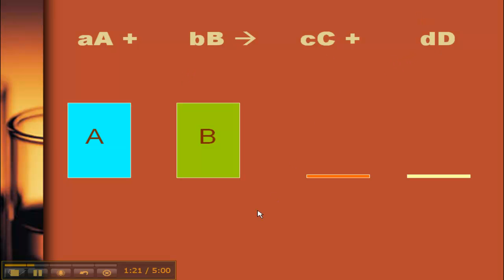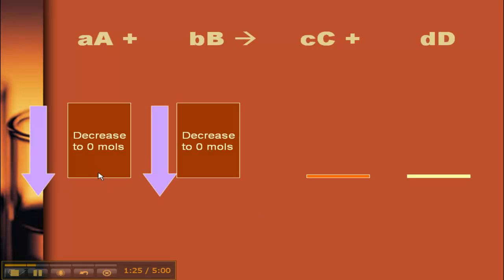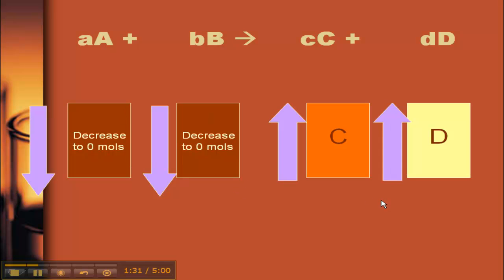Now, as the reaction proceeds, what's going to happen to A and B is they're going to decrease down to 0. And as A and B decrease, then C and D are going to increase. So A and B are going to react, they're going to rearrange, they're going to form our products C and D. And they do this in a ratio that's based on their chemical equation. And we can use math to analyze this quantitatively.